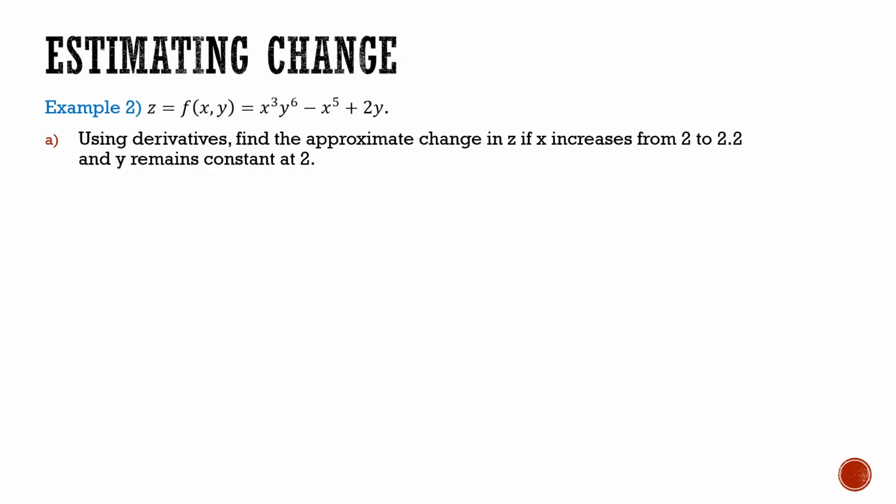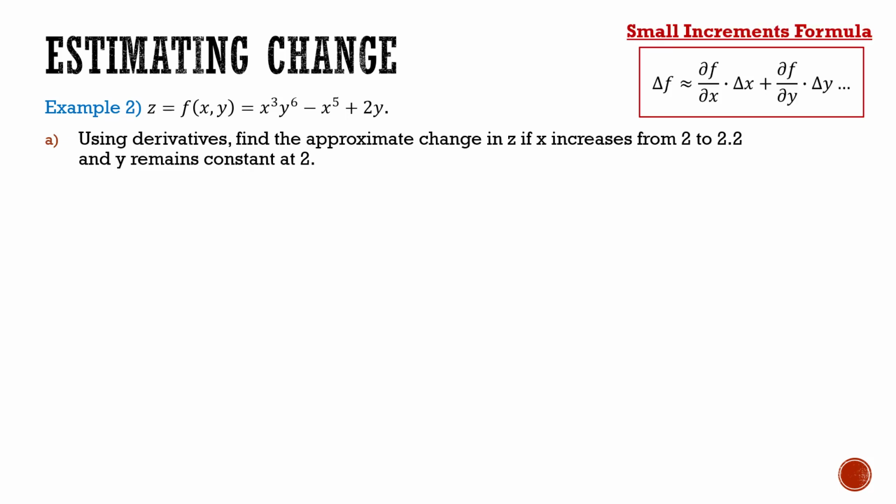So here I have the function z is equal to f of x, y is equal to x cubed y to the power of 6 minus x to the power of 5 plus 2y. Using derivatives, I'm going to find the approximate change in z if x increases from 2 to 2.2 and y remains constant at 2. So I'm going to use the small increments formula to do this. So I have a function in terms of x and y. I'm going to need the partial derivative for each.